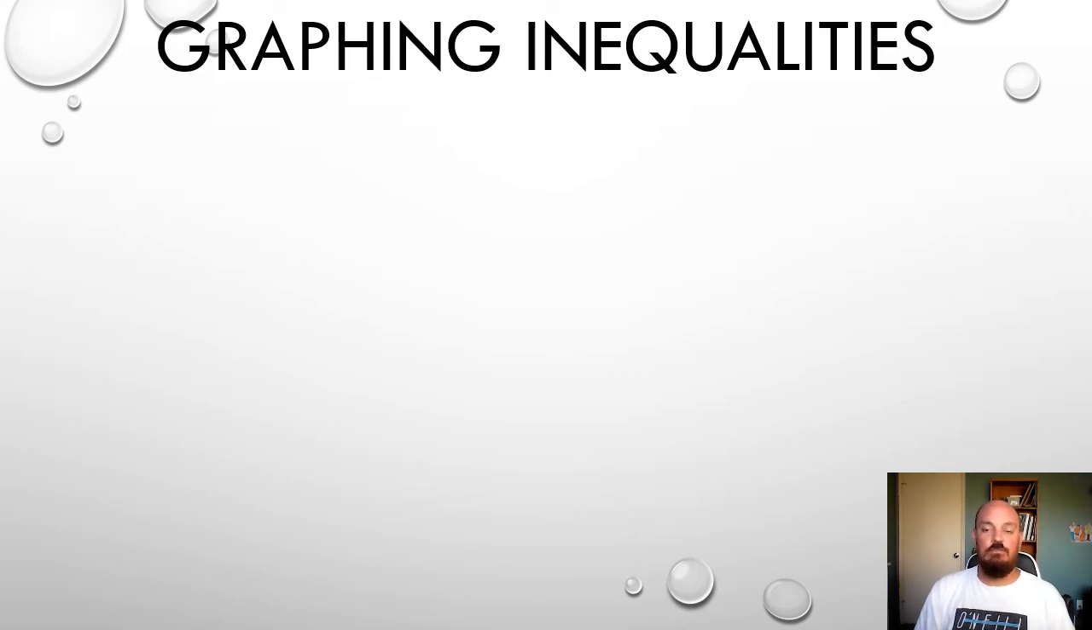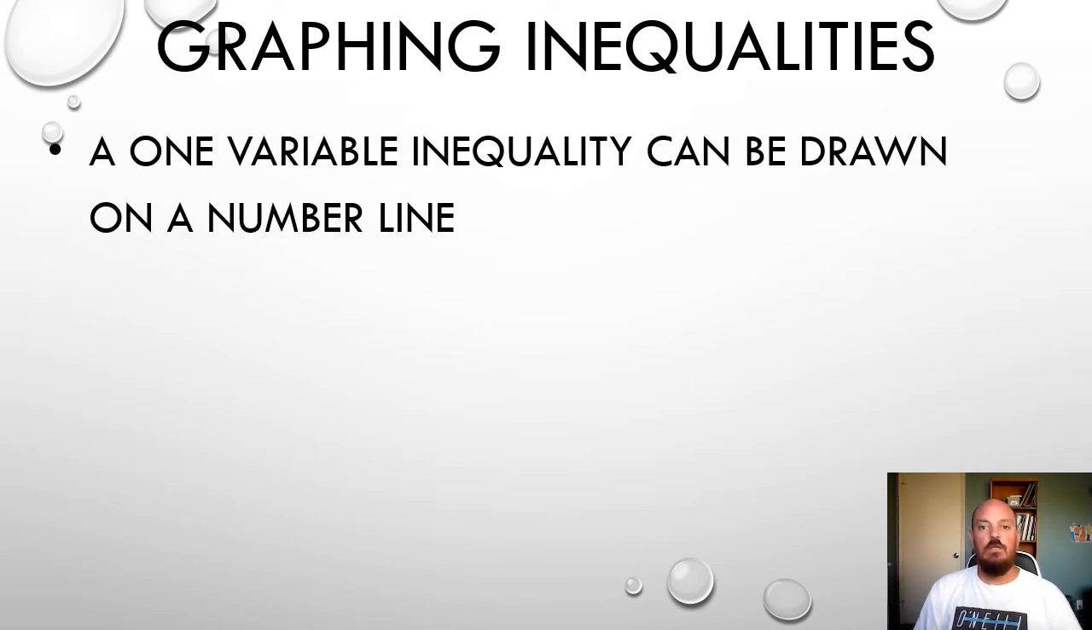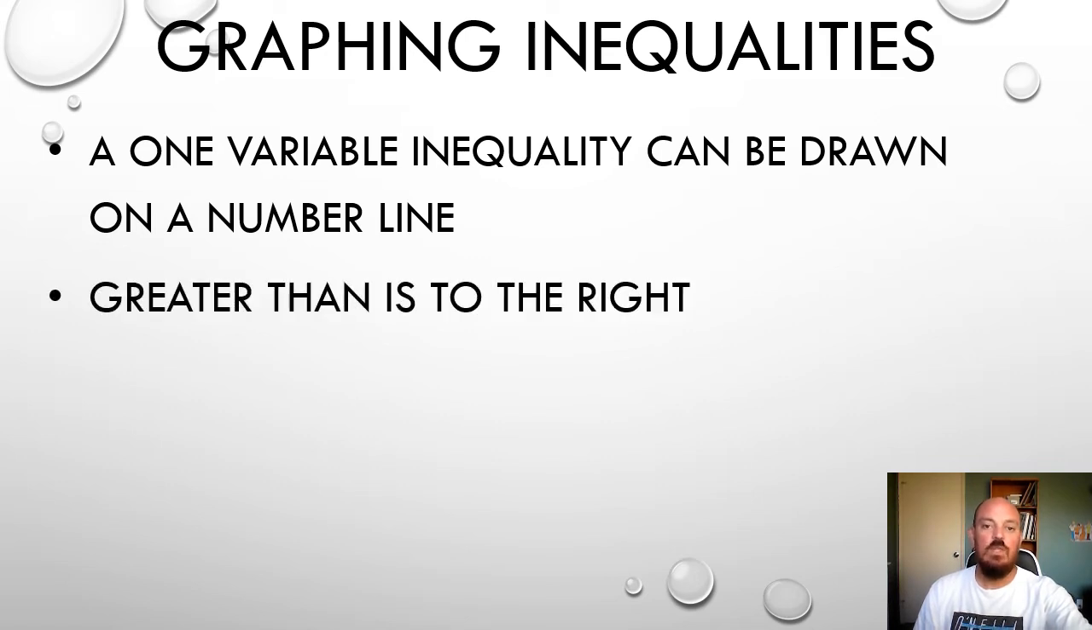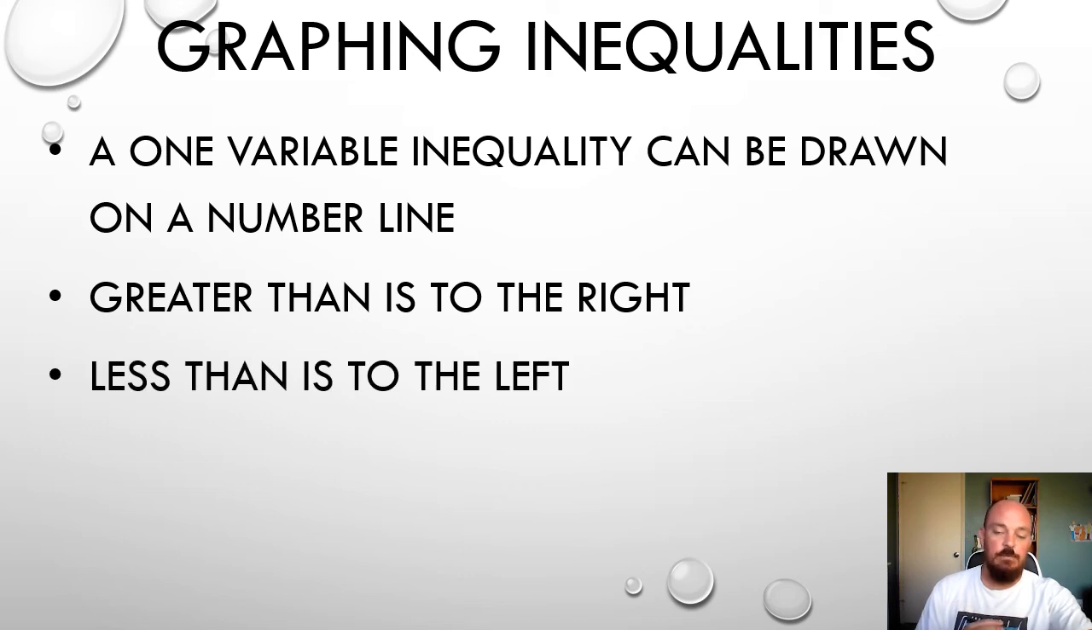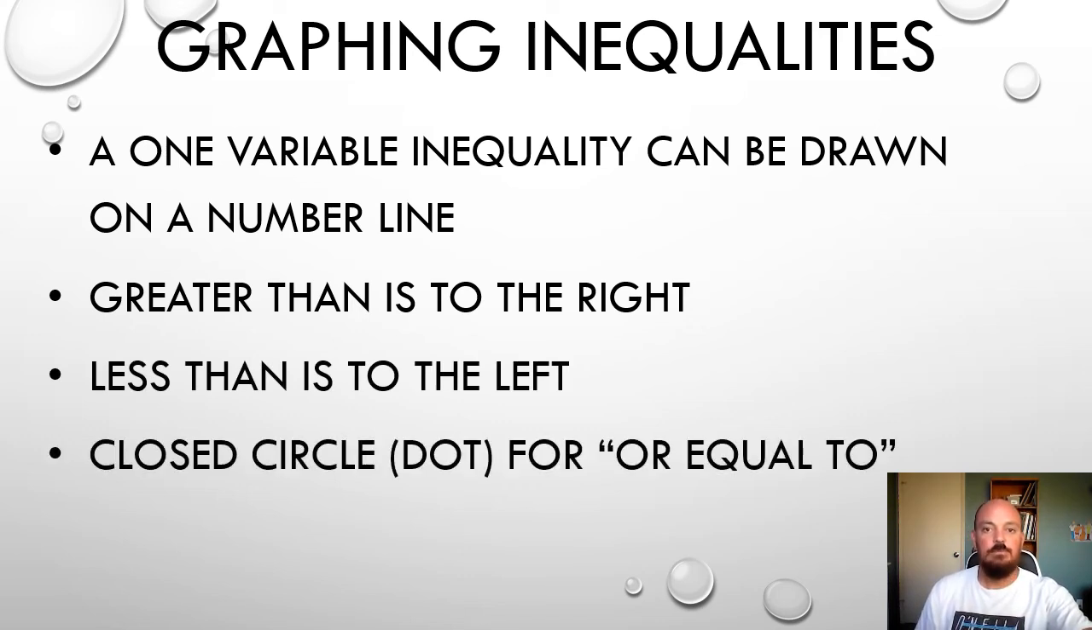All right, one other thing for today. Let's talk about graphing an inequality. These are one variable inequalities, so we have x or y only. These aren't the ones that have both an x and a y in them. One variable inequalities you can draw on a number line, not a graph, just a number line. Just remember, greater than means to the right, less than means to the left.